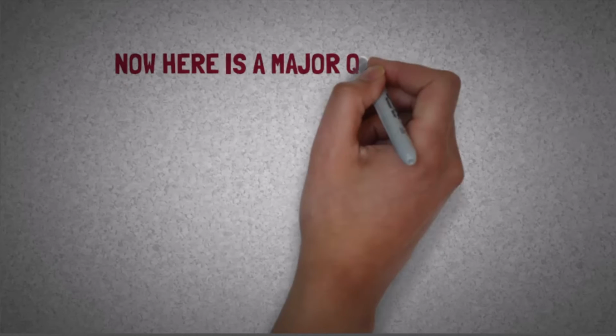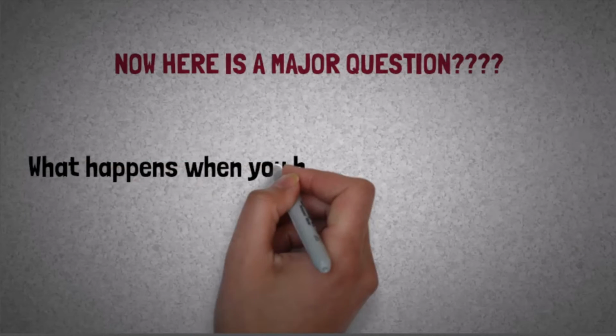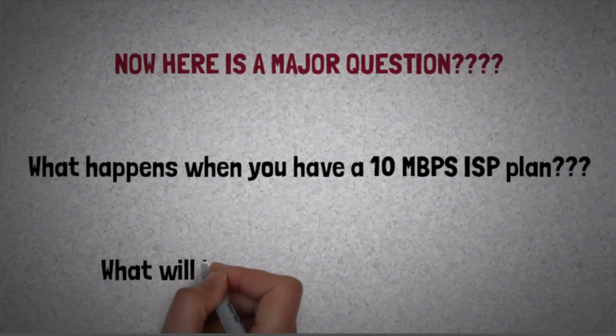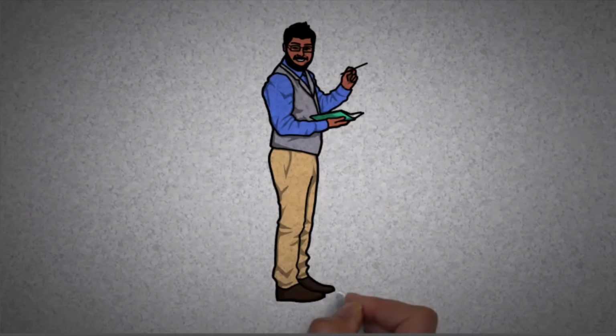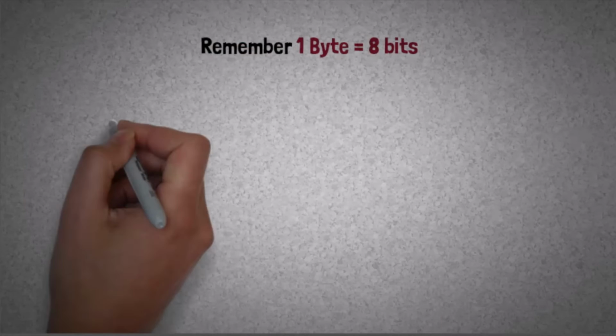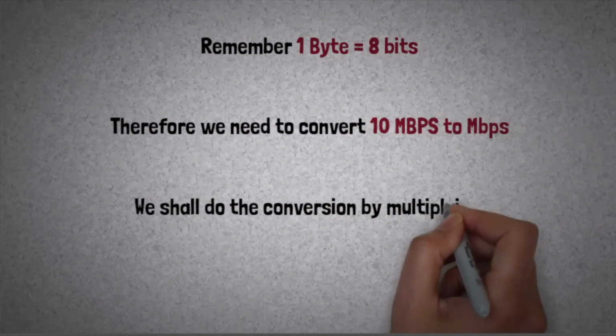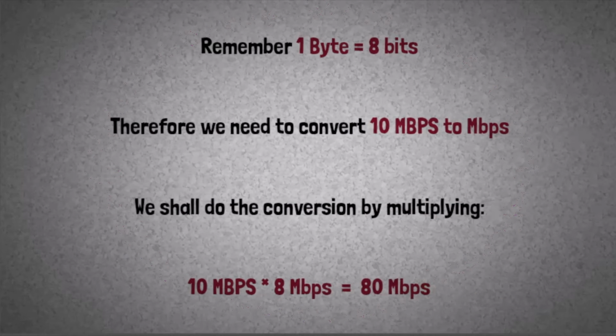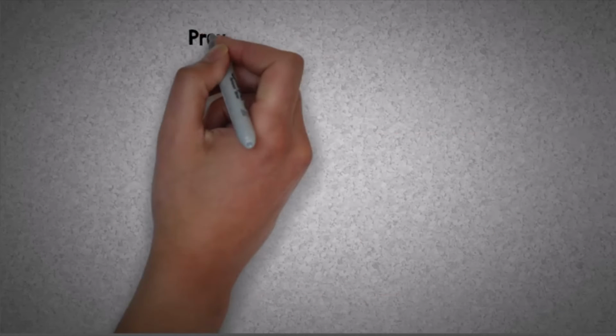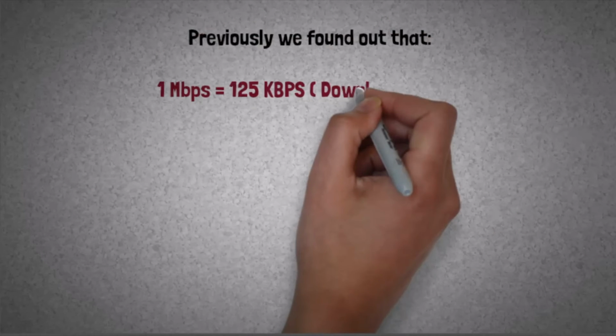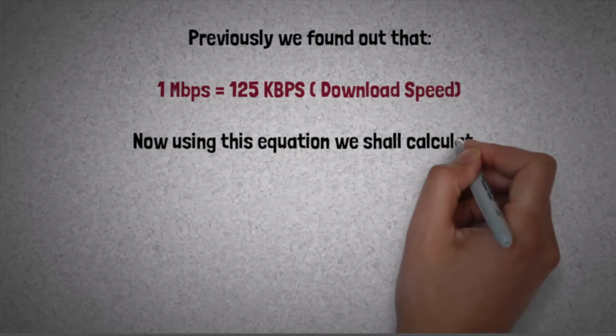Now here is a major question. What happens when you have a 10 megabytes per second ISP plan? What will be your download speed? Remember, 1 byte equals 8 bits. Therefore, we need to convert 10 megabytes per second to megabits per second. We shall do the conversion by multiplying 10 megabytes per second by 8, which you'll get 80 megabits per second. Previously, we found out that 1 megabit per second equals 125 kilobytes per second download speed.